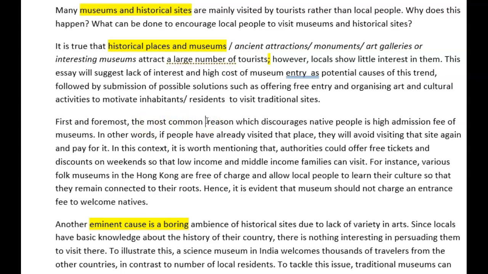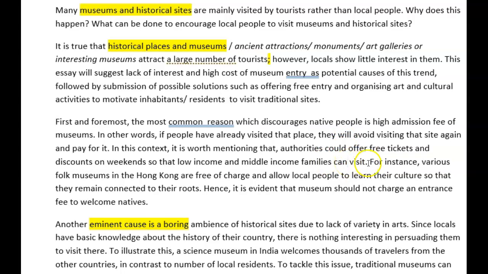"In other words, if people have already visited that place, they will avoid visiting it again and paying for it." Okay, they will avoid visiting it again and paying for it. So after avoid, you've got ing, and this should also be ing. "In this context, it's worth mentioning that local authorities," or city authorities, council authorities, "could offer free tickets and discounts on weekends so that low-income and middle-income families could visit." Yes, I really like that. Go could and could, or might visit.